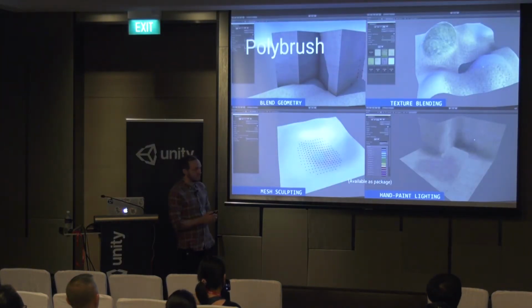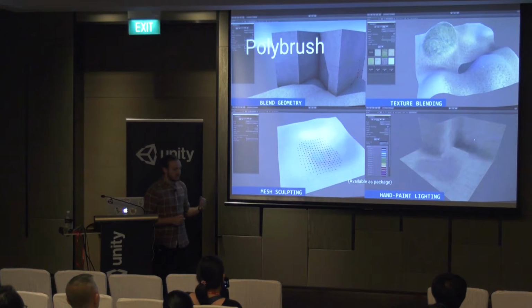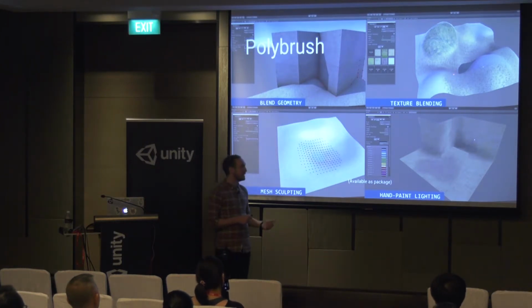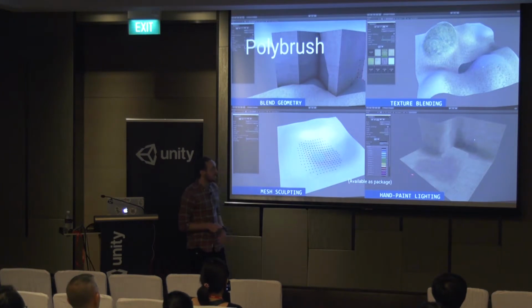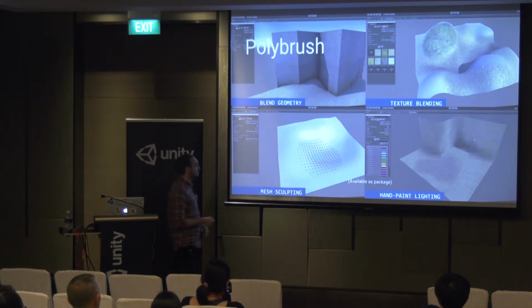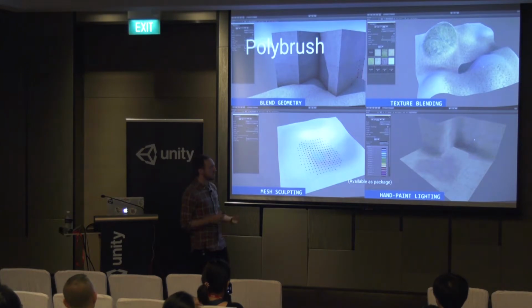Using PolyBrush, which is made by the ProBuilder team. So this is a sculpting tool for terrain. So it can do stuff like blending geometry, texture blending, and painting. Even like hand-lit painting, so painting into the scene itself rather than using proper lighting, or even just mesh sculpting as well. So again, this fast, iterative workflow.